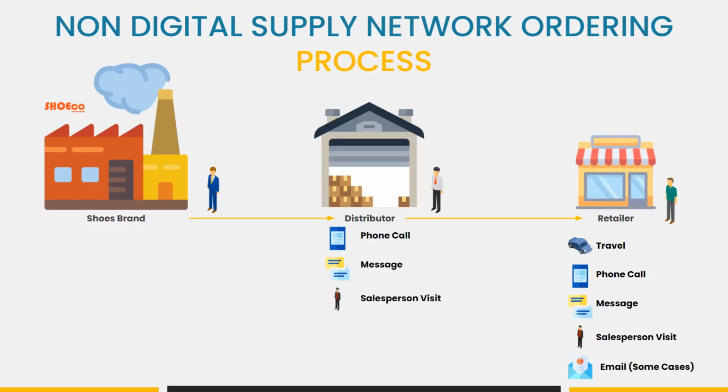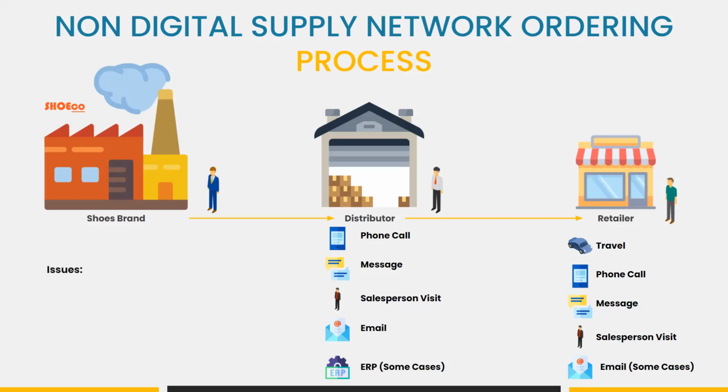Then salesperson visits. Similarly, brand salespersons visit the distributors, understand what kind of products they are looking for, and then book the orders. Emails are also used for ordering. And lastly, in certain cases, manufacturers have provided distributors access to their ERP solutions, so that distributors can directly place an order onto the ERP solution. That is also a practice followed in certain cases.